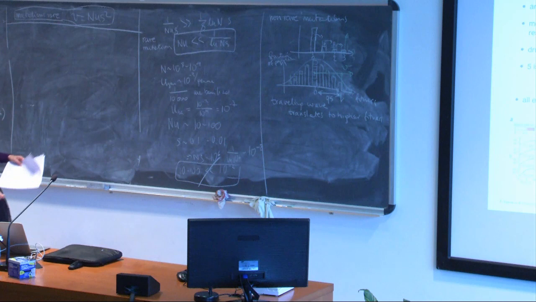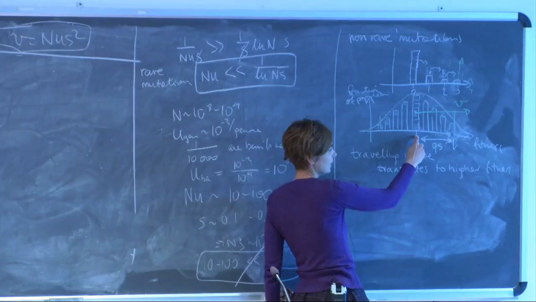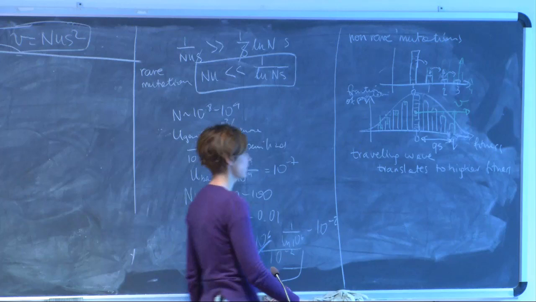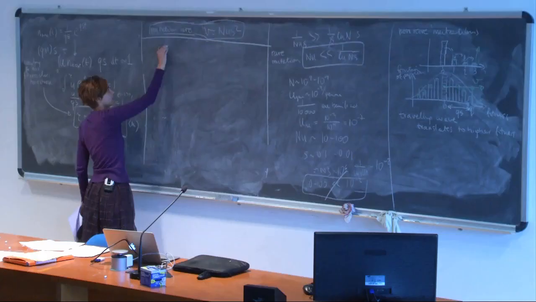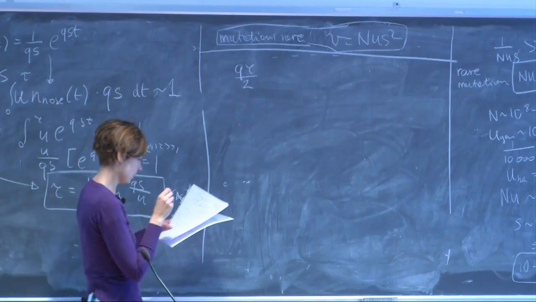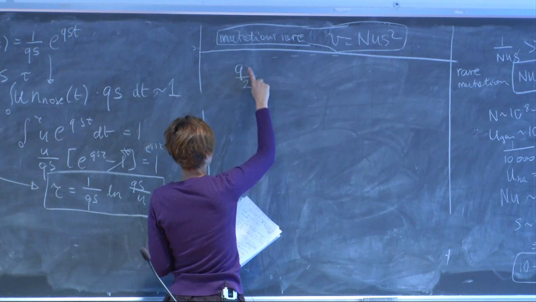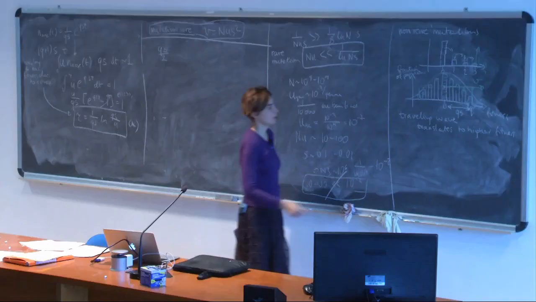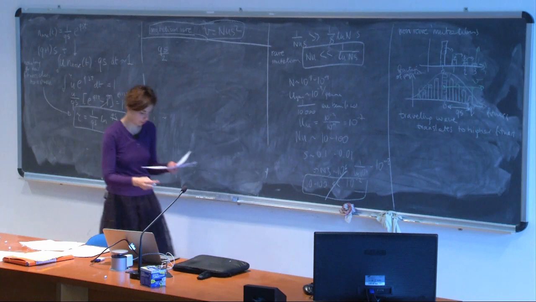So on average, if you're growing at a rate 0 here and a rate Q here, and it takes you tau times Q to get from here to here, on average, you're growing at a rate of Q tau in the time of Q tau over 2, sorry, QS over 2, during this time, you go from being here, from being at the nose, to being at the middle.